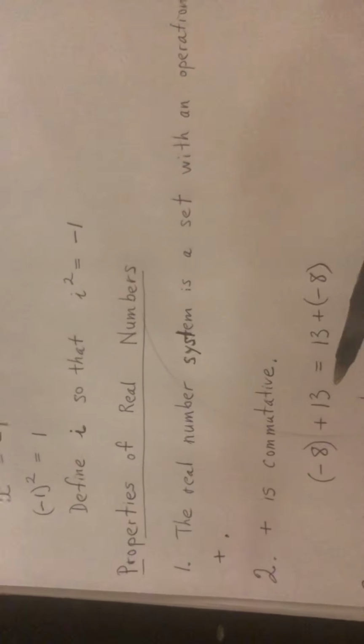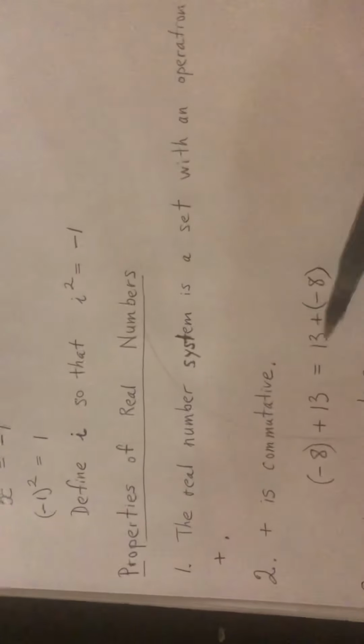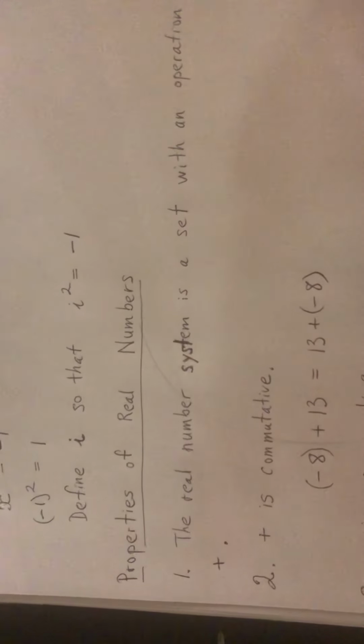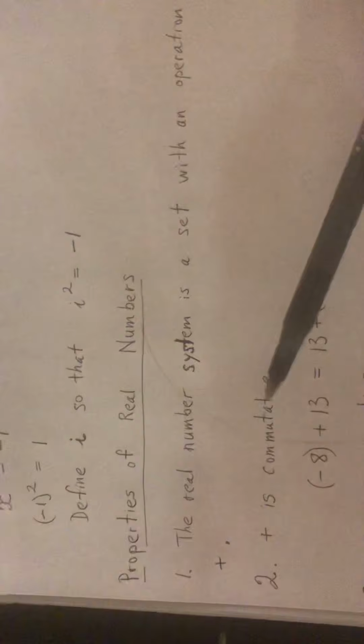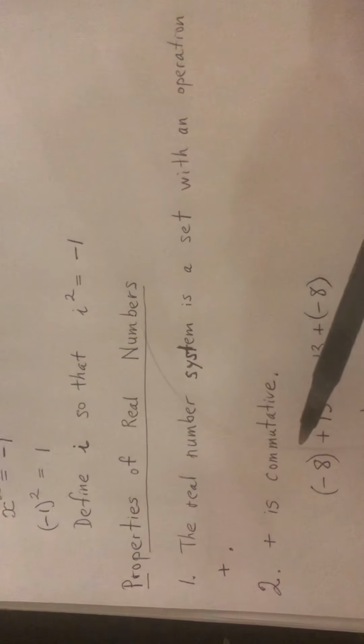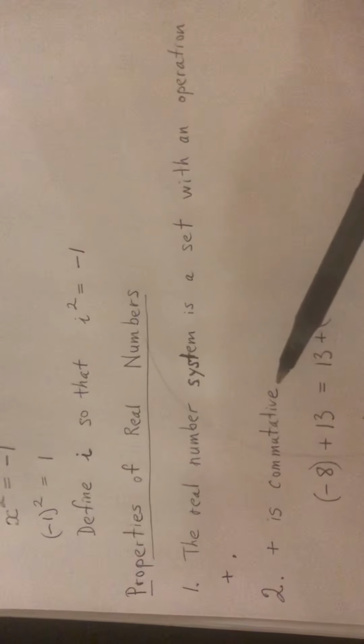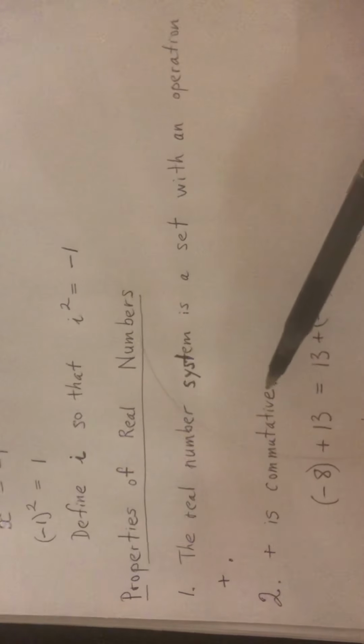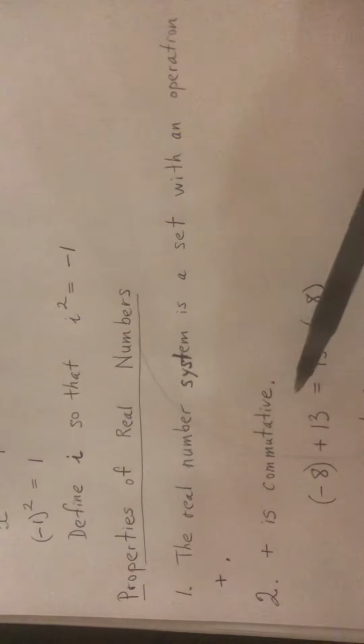That basically means that the order when you add things doesn't matter. Negative 8 plus 13 is 13 plus negative 8. They're both equal to 5. Let's talk about the etymology of this word. So this comes from Latin. Mutare means to change. Can you think of other words that have to do with change and this Latin mutare?